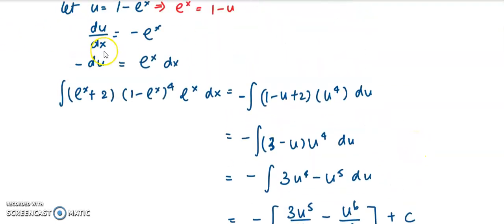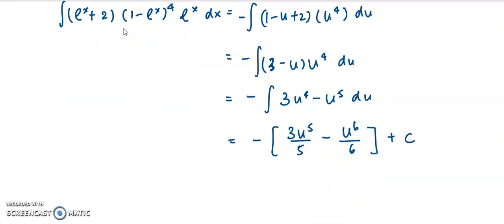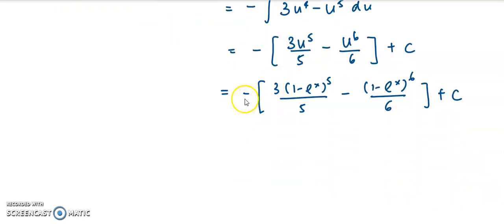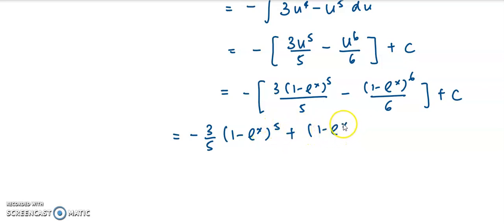Finally, the u needs to be replaced back by 1 minus e^x. So we're going to put u as 1 minus e^x. And this becomes (1 minus e^x) to the power of 5 over 5 minus (1 minus e^x) to the power of 6 over 6 plus constant c. For the final answer, you might multiply the negative in, or you may leave this as your answer. If you multiply in, you have negative 3 over 5, (1 minus e^x) to the power of 5 plus (1 minus e^x) to the power of 6 over 6 plus constant.